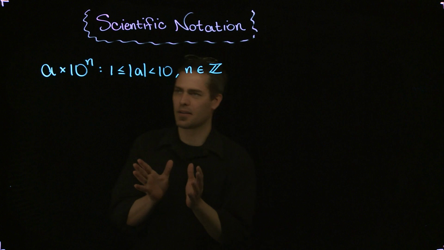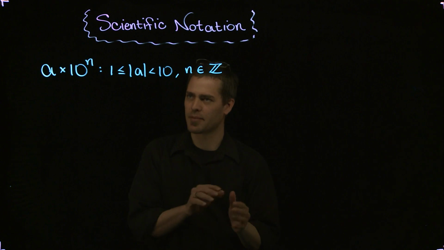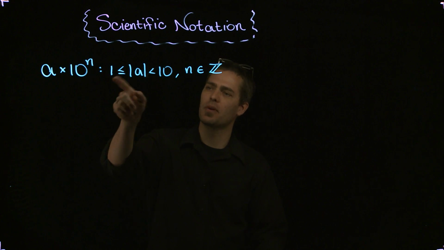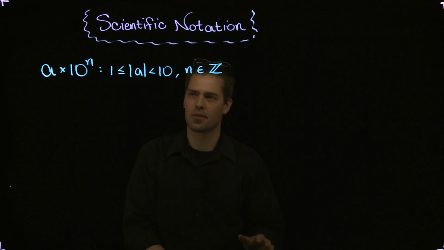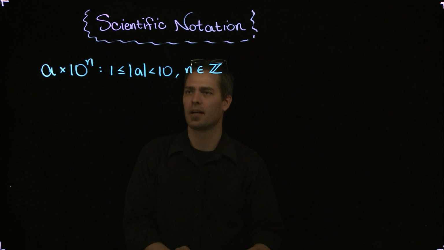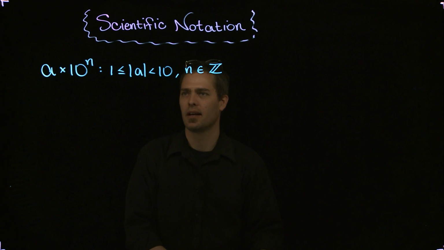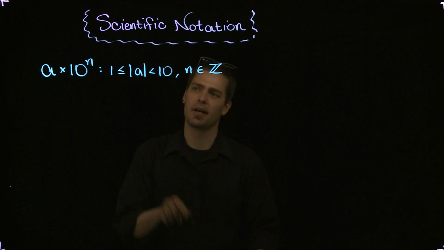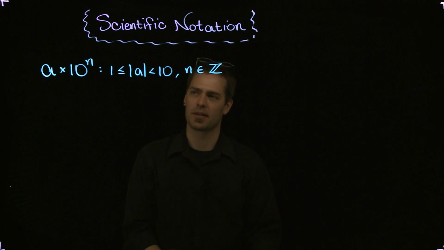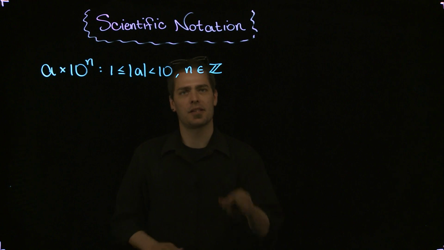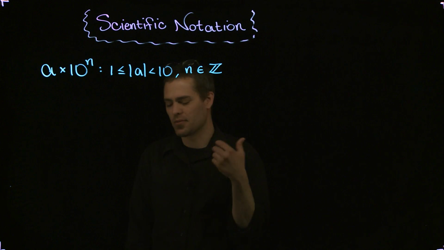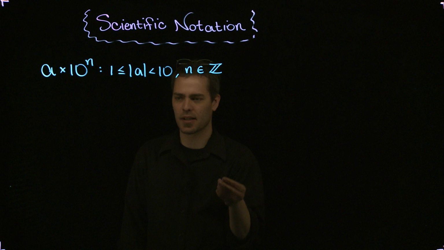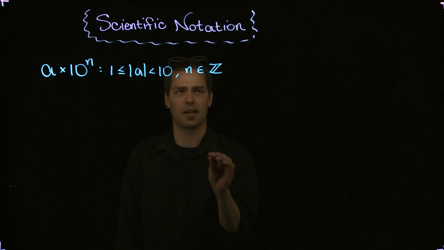Now, to break all that down a little bit more simply, a is between 1 and 10, okay? So 1, 2, 3, 9.9999, but not including 10. And a can also be negative, so that's why I use the absolute value bars there to say the magnitude. This just means a member of the set of integers. Integers are 1, 2, 3, 4, 0, -1, -2, anything like that.